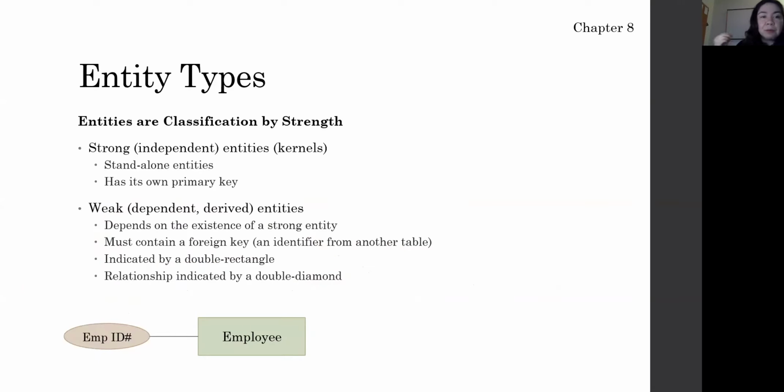So we already know that entities are tables and that usually they are standalone, like this is what we have. But sometimes we have things like dependents that rely on other information being there. The difference between those are strong entities and weak entities. So strong entities are like employee. They're standalone, they don't depend on anything else at all. They have their own primary key.